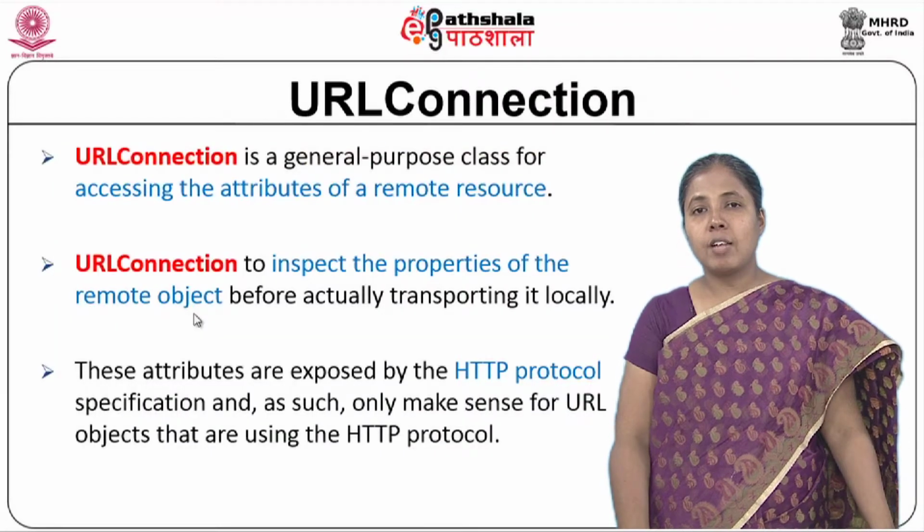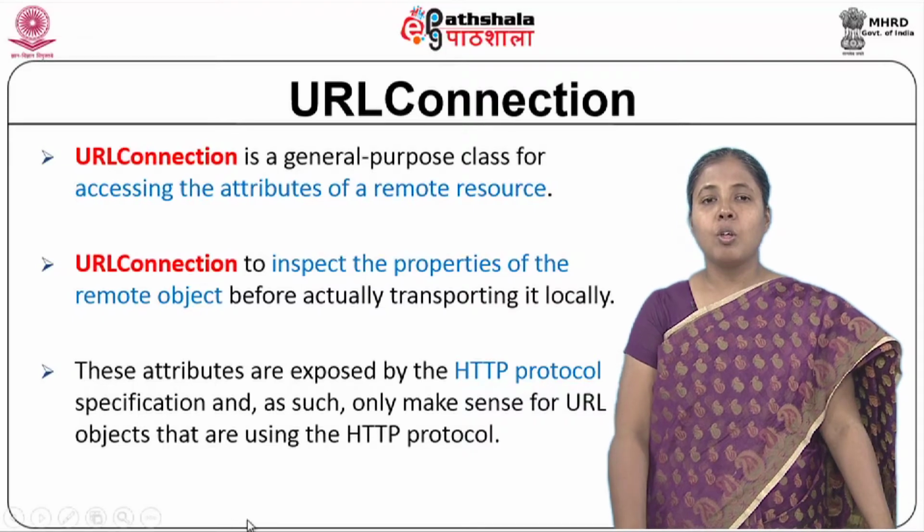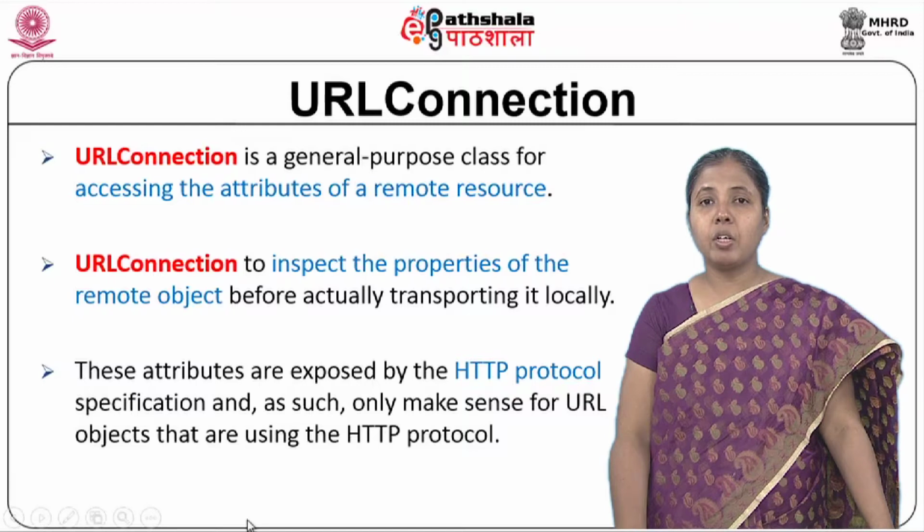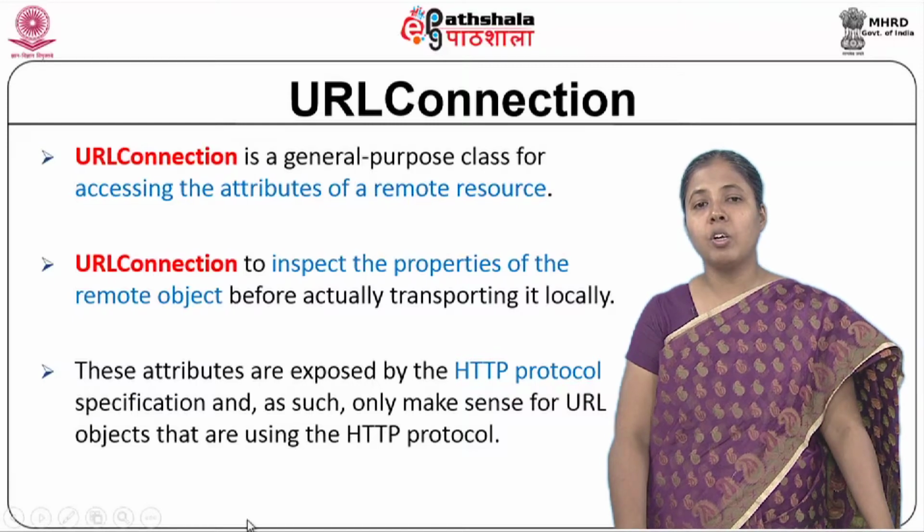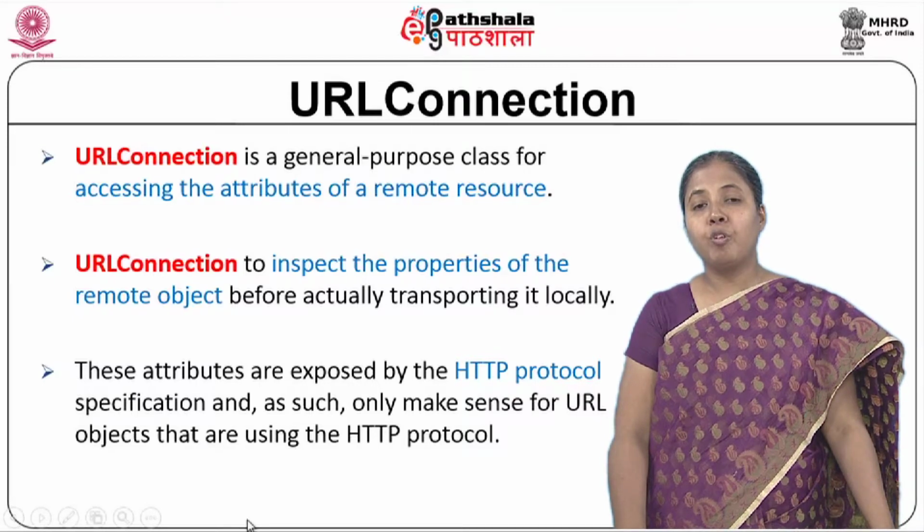Now, let us see another class called the URLConnection class. This URLConnection class is a general purpose class for accessing the attributes of a remote resource. So, URL is to access the resource and URLConnection is to access the attributes of a remote resource. The URLConnection class would also inspect the properties of the remote object before actually transporting it locally.